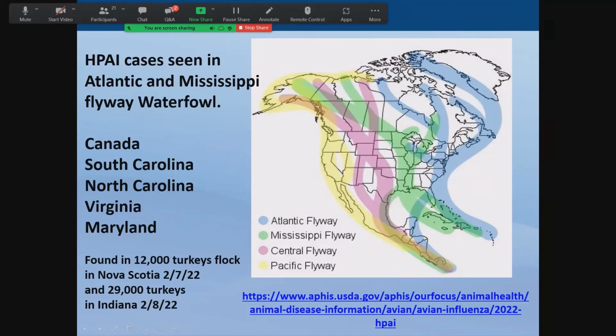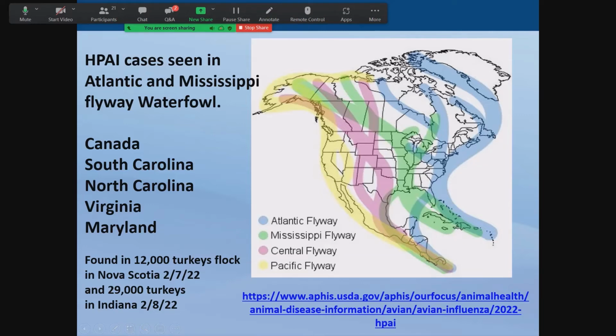Last thing, biosecurity. Some of you may remember this back in the day, but high path avian influenza is out there again. We've had multiple cases in the Atlantic and Mississippi flyways. That's the blue lines here. Green lines is the Mississippi flyway. Starting in January, we've had dozens of cases of wild waterfowl that have tested positive for high path avian influenza in all these areas.